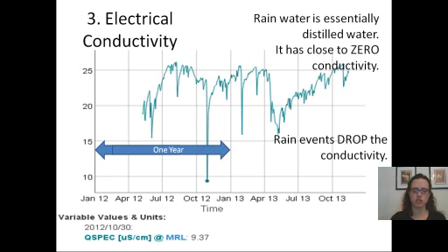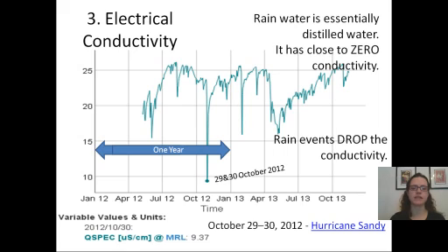So notice this large event here in the middle around the 29th and the 30th of October. That was Hurricane Sandy. So a large amount of rain fell in the watershed at that time and really dropped the conductivity of that water body way, way down. So that's one of the things you can tell from electrical conductivity. You can compare it to parameters such as precipitation and perhaps try to figure out how much of the water came from precipitation versus how much of it comes from groundwater.